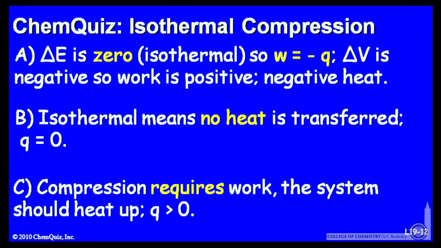Let's look at a possible explanation for each answer. A, delta E is 0 because it's isothermal, and the work has to be negative heat. Delta V is negative, so the work is positive, and that means negative heat. B, isothermal means no heat is transferred, so heat is 0. C, compression requires work, so the system should heat up. Q should be greater than 0.